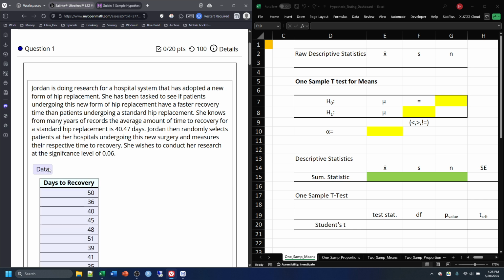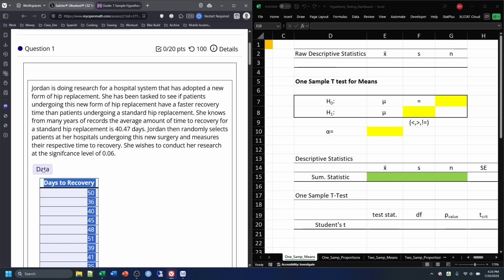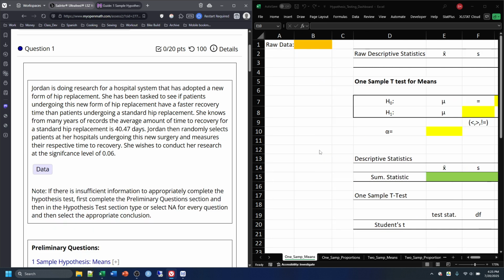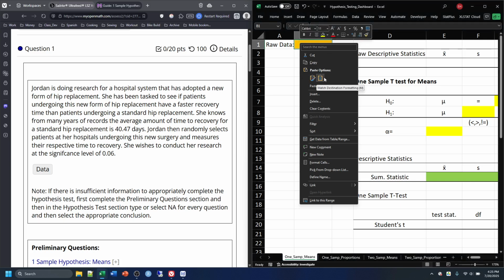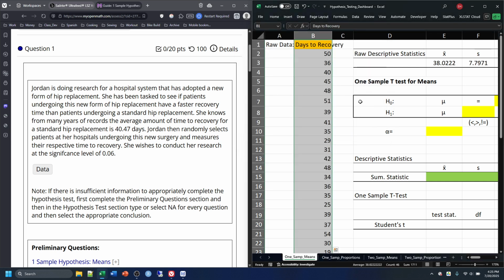Alright, so the first thing that we're going to do is grab our data and copy it. Now I showed you in another video how you can do this manually, but we're going to use this Excel toolbox. First, I'm going to make sure that I'm in one sample means, and then up here it says that we can paste in our raw data. I'm going to do a paste special, click on text, click OK, and it pastes it all down here.